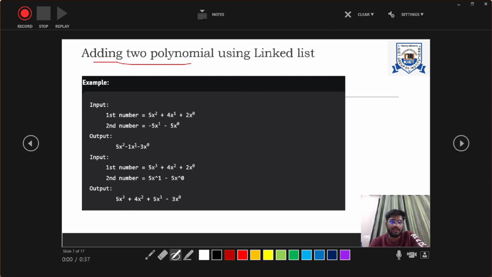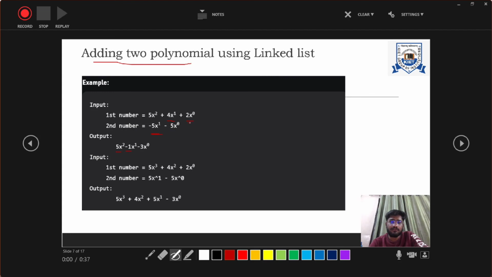The output will be as follows. As we add, for 5x square there is no term with the exponent x square in the second polynomial, so it will be written as it is. And we have x to the power 1 and minus 5x to the power 1, so they will be added and the result will be negative, so it is written as minus 1x.